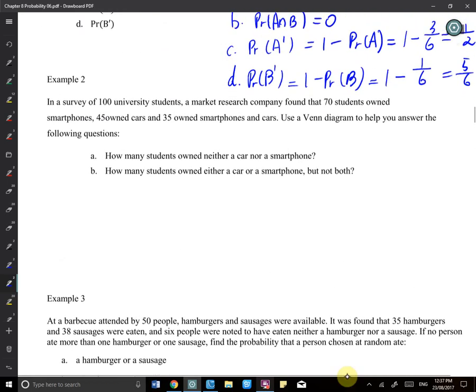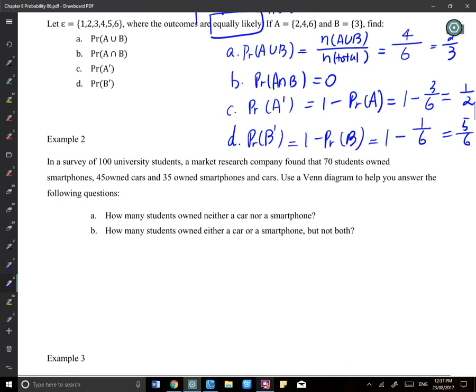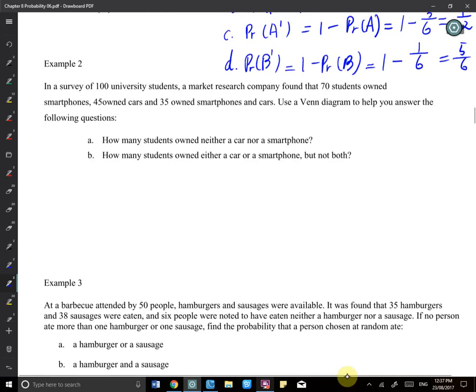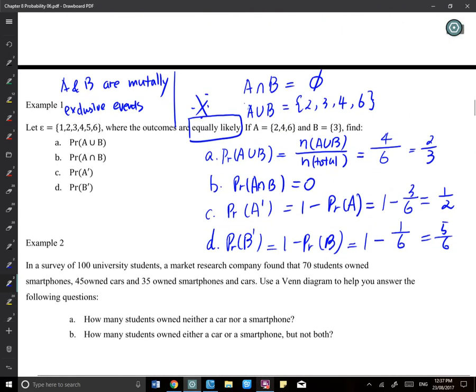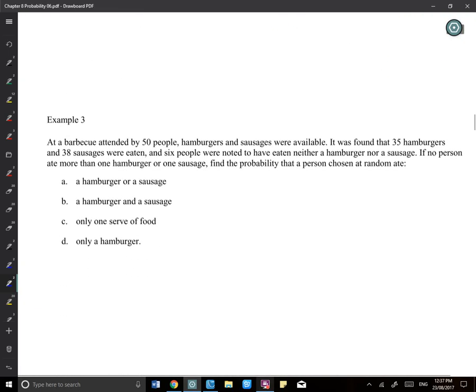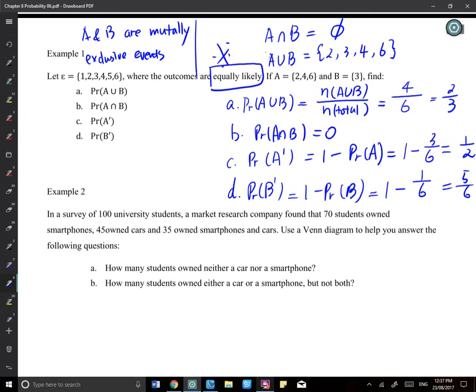Alright, I want you to do example 2 and example 3. One uses a Venn diagram, the other uses a Karnaugh map. Have a try at those two questions. Try to set up the table and the Venn diagram, and we'll compare the answers together at the beginning of the next lesson.